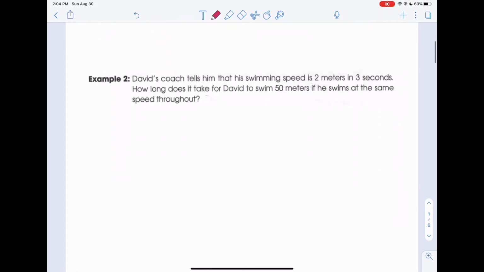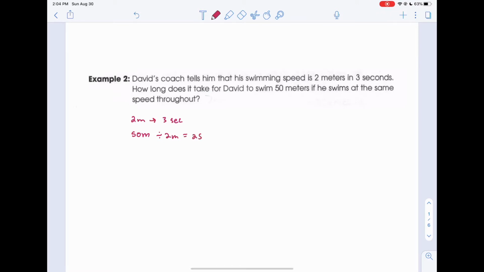Example 2 is similar. So they tell us that David's speed is 2 meters in 3 seconds. Now they're asking us, how long does it take David to go 50 meters if he swims at the same speed? So then what we're going to do is take our 50 meters and divide it by our 2 meters. And what we get is 25.